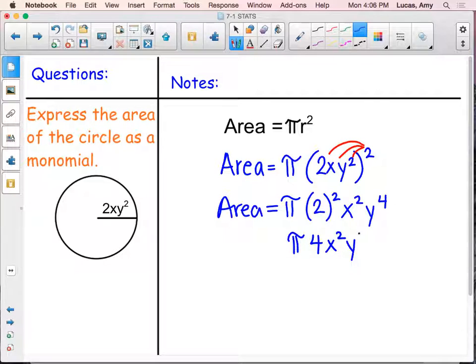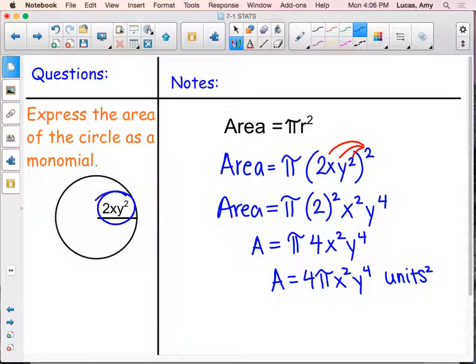So the order that you would see this written in geometry class would be 4 pi x squared y to the 4th. And then I'm going to put units squared after it because areas are always square units. So they didn't give us a label like inches or centimeters, so I'll just put units squared. So take the radius from our picture right here, and square it because the formula is A equals pi r squared. Then after you square it, take that constant number, 2 squared is 4, and put it in front of pi. And that is your area.